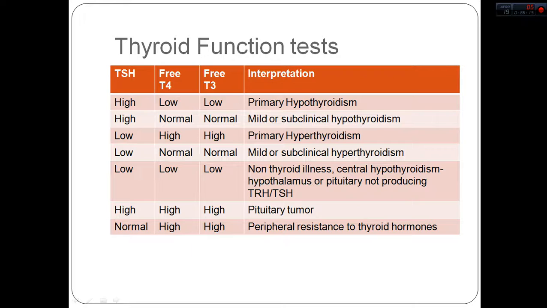It is mainly because the peripheral cells, the cells in our body, are not taking the free T3 and T4 into them. They have a very bad resistance to free T3 and T4. Because of the resistance, whatever T3, T4 are produced are going to run around in the blood. It is not entering into the cells. That is why you have a normal TSH and a high T3, T4, because of the peripheral resistance. So these are some of the different scenarios of thyroid function tests.